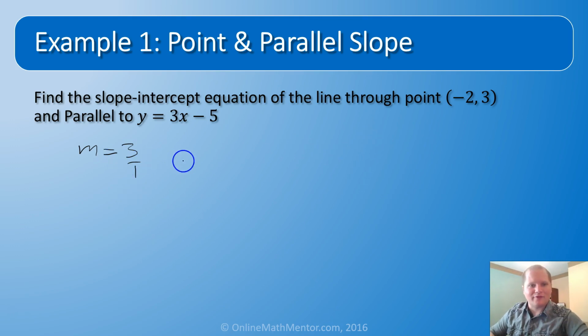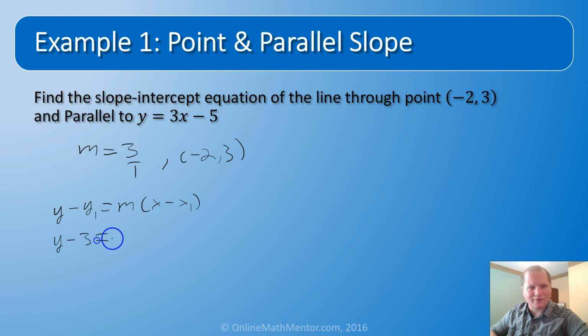So for this one, we have a slope, and we also have the point (-2, 3). So we have a point and a slope, so I'm going to plug it into the point-slope formula: y - y1 = m(x - x1). When we substitute into this, we get y minus y1, which is 3, is equal to our slope, which is 3, times x minus x1, which is -2.